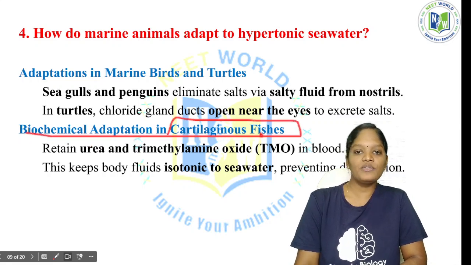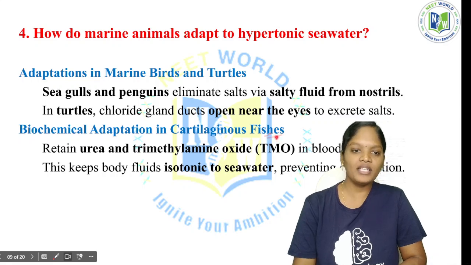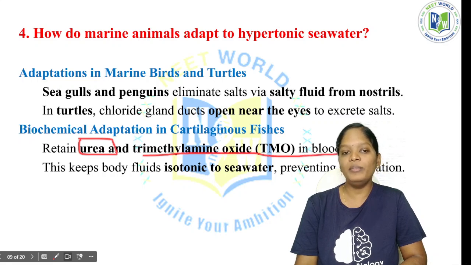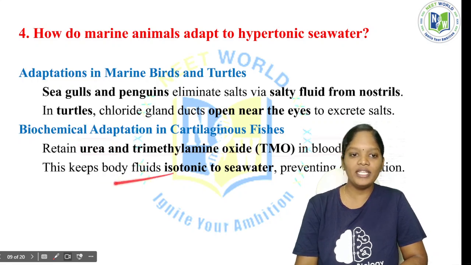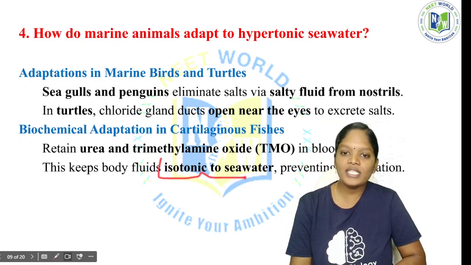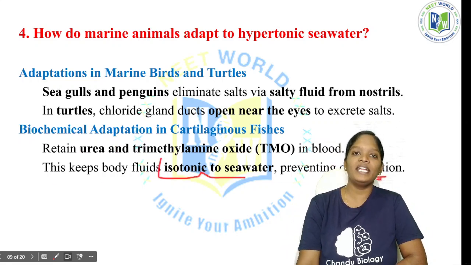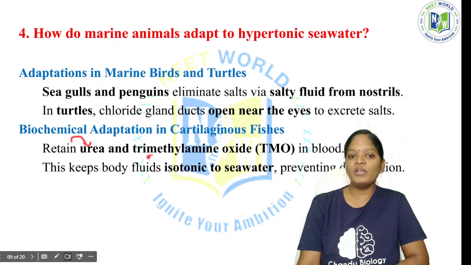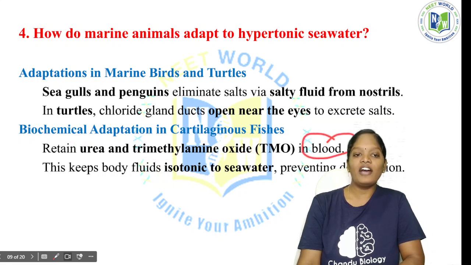So cartilaginous fishes are a type of fish. They retain the urea and trimethylamine oxide in the blood. Okay, why do they have to retain? This keeps the body fluids isotonic to seawater, preventing dehydration. See, they are retaining the urea as well as the trimethylamine oxide, TMO, in the blood.